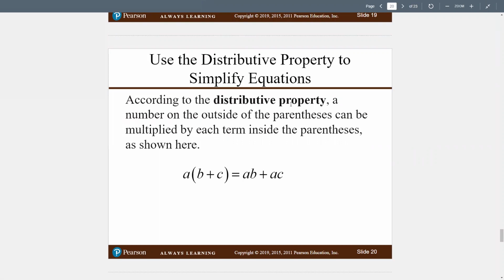Okay, distributive property. Clearly that's when you have a term outside and you're multiplying it to everything inside. So then when you're done, it should be in both pieces.